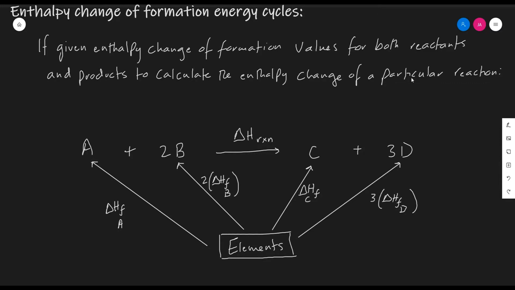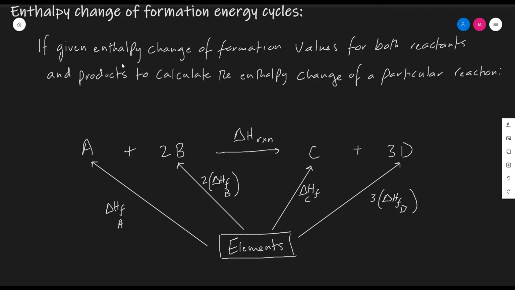I'm going to use the same example I used in my previous video, which is 1 mole of A reacting with 2 moles of reactant B to produce 1 mole of reactant C and 3 moles of reactant D. And we are required to calculate the enthalpy change of reaction for this reaction, given the experimentally determined enthalpy change of formation values for each of the reactants and products.